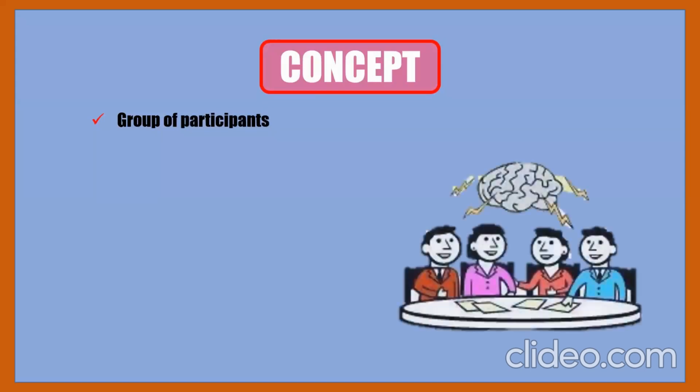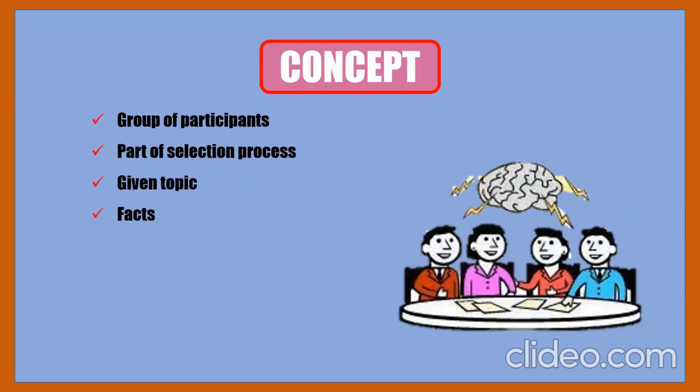So group discussion involves a group of participants who discuss a particular topic that is given to them as a part of the selection process. Now, when this topic is given, it is expected that each participant comes forward with the factual information that they have gathered so far, and also provides an opinion about the particular topic and arrives at a conclusion.